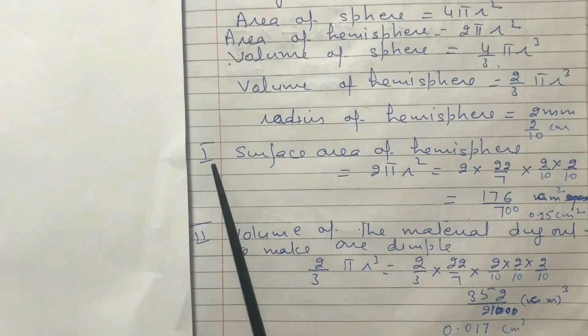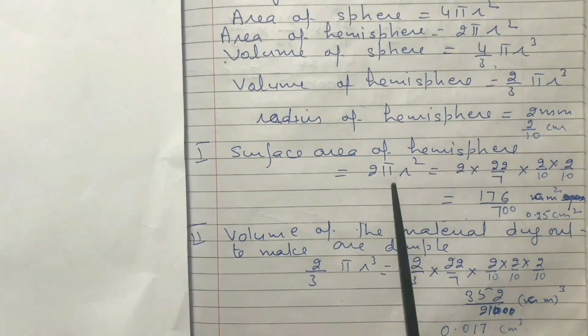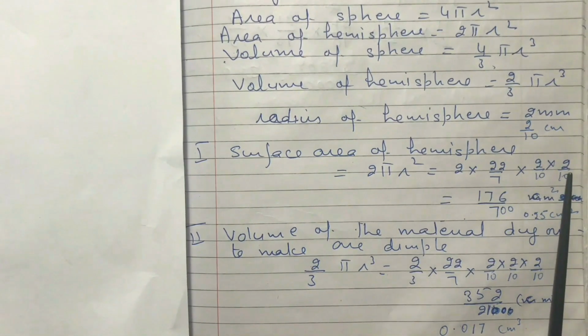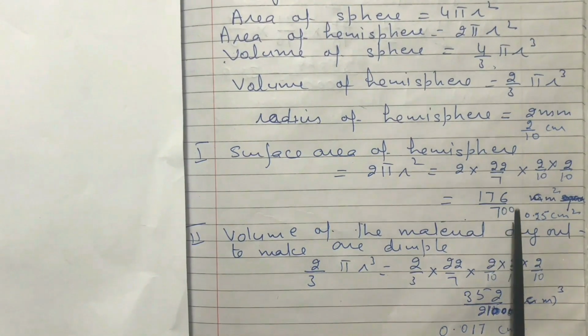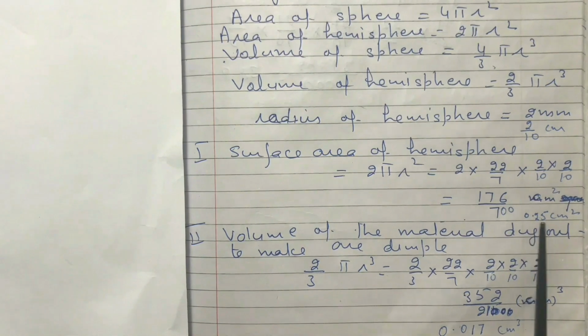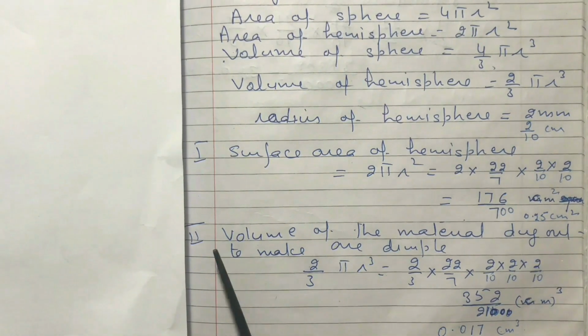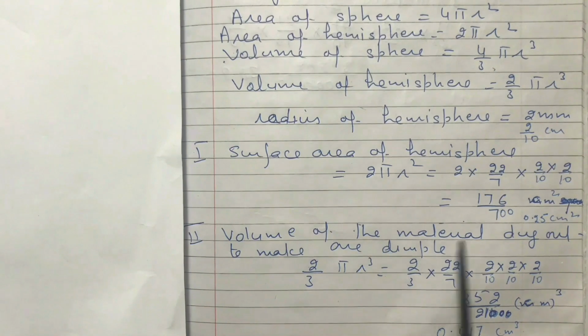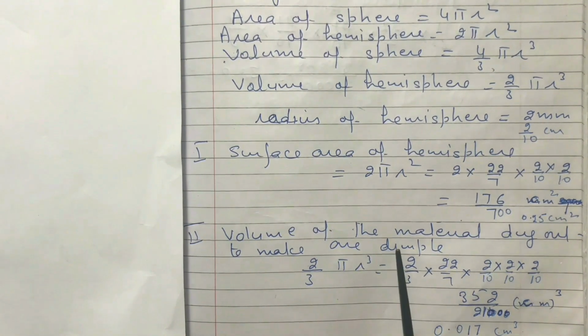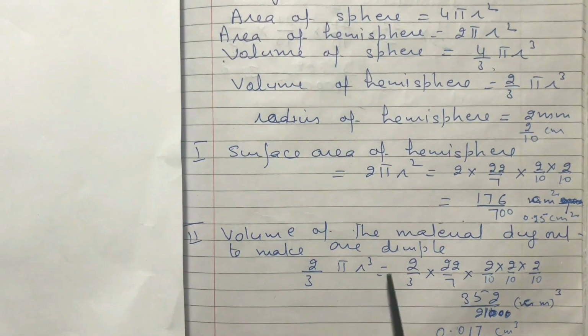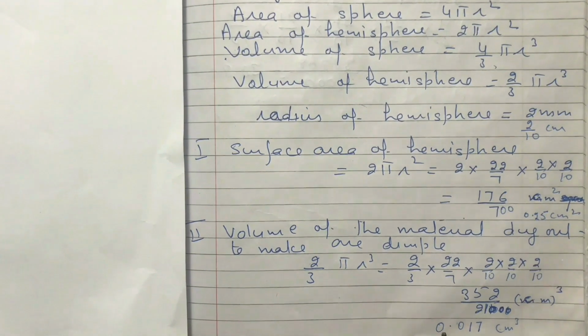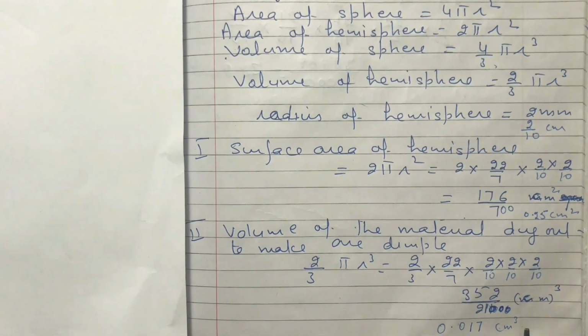The answer of the first question: surface area of hemisphere is 2 pi r square. Substitute the values. You will get 176/700, that is 0.25 centimeter square. Then its second part is the volume of the material dug out to make one dimple, that is 2/3 pi r cube. Just substitute the values. You will get 0.01 centimeter cube.